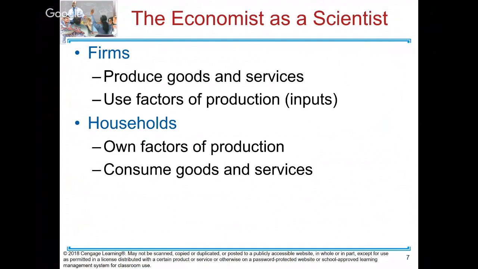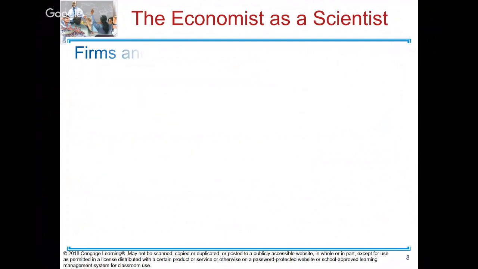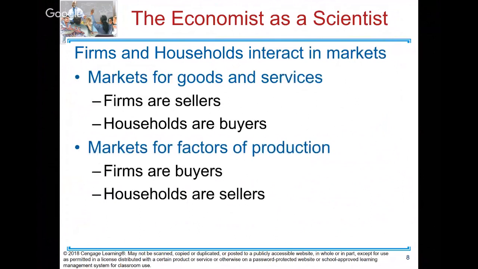So household, we have the factor productions. So we are the labor. We own all the land. We own all the capital. And then we're going to supply those to the companies. And at the same time, when we go to the good and service market, we're going to buy good and service.